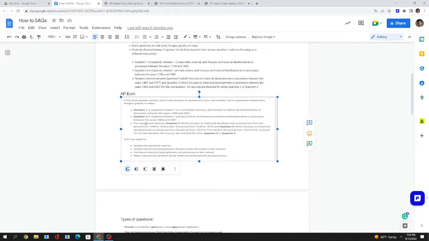And lastly, if you're an AP Euro student, you have to start from Unit 3 onwards to Unit 9 or Unit 10, however the AP test does it. And between question 3 and question 4, question 3 starts at 1648 to 1815, so Unit 3 to Unit 5. And then question 4 goes from Unit 5 all the way to Unit 9 or 10, whichever you guys have.